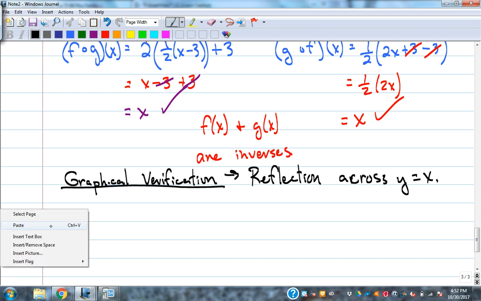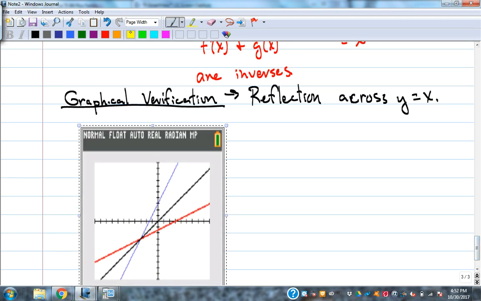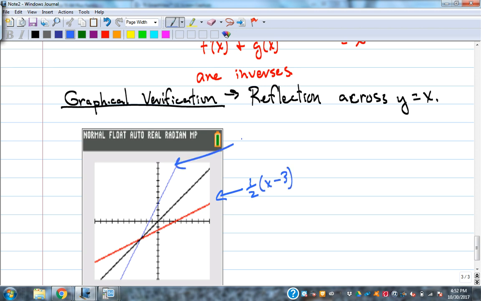So I'm going to paste that. There's the graph of graphical verification. This was 1/2 (x minus 3). This was 2x plus 3, and that's y equals x. That's what those things are on there. Graphical verification reflects across that y equals x line. If they don't do that, then they can't be inverses of one another. All right.